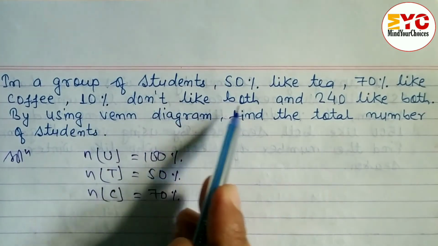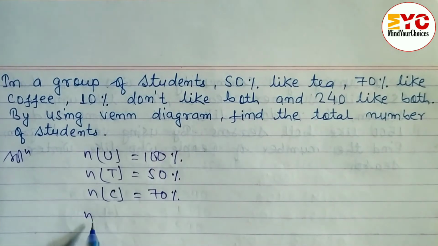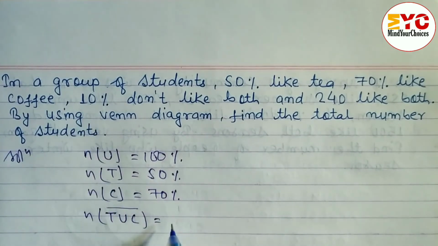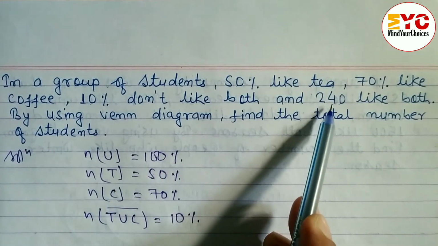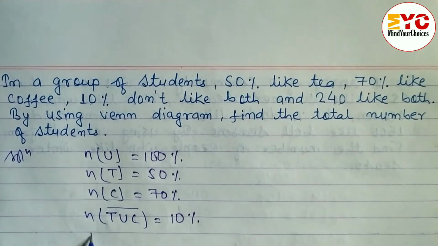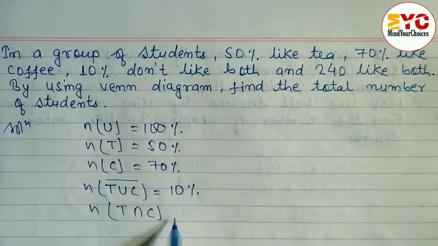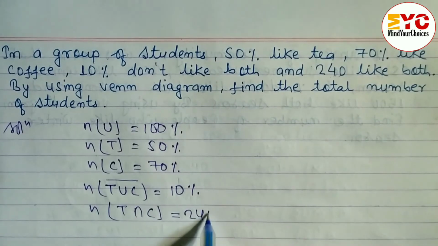10% did not like both. Did not like both means the union's complement, so we can write (T ∪ C) complement, tea union coffee complement, is equal to how much percent? 10%. 10% did not like both. And after that, 240 like both. So the number of persons who like both, meaning the intersection, is equal to 240.